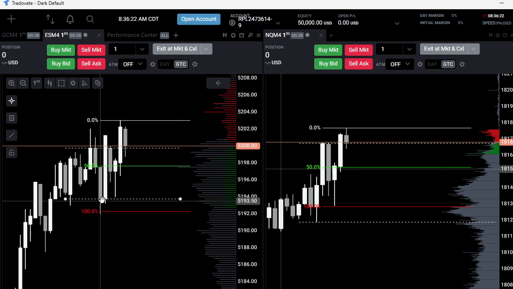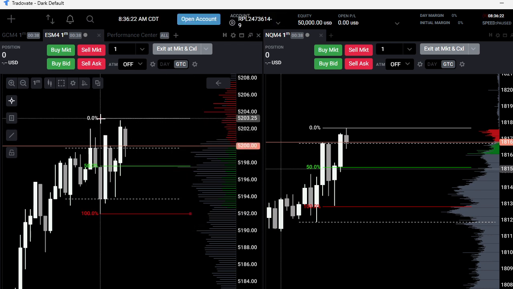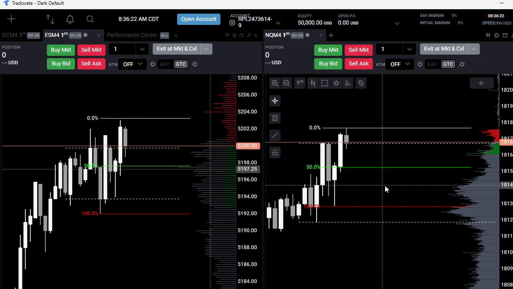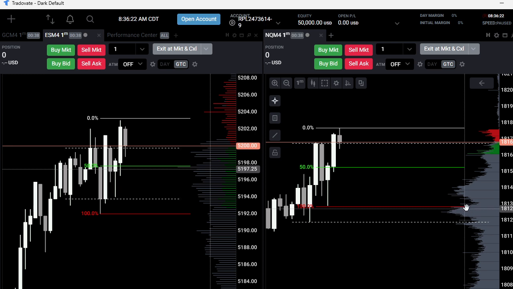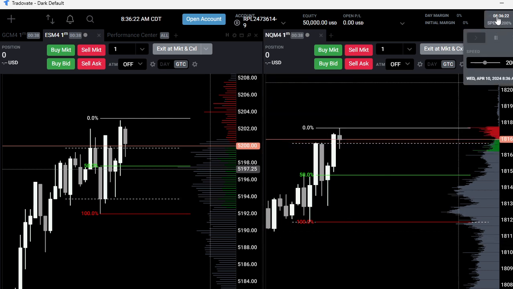What is this? 830. So 830. This is 831. So this would be a valid swing low of the opening range. And this is the swing high. So this 50% would be somewhere around here. I want to say 831. So let's see what ES and NQ want to do right here.